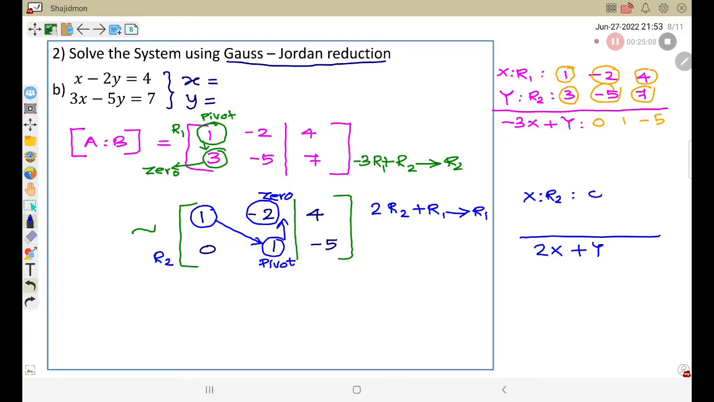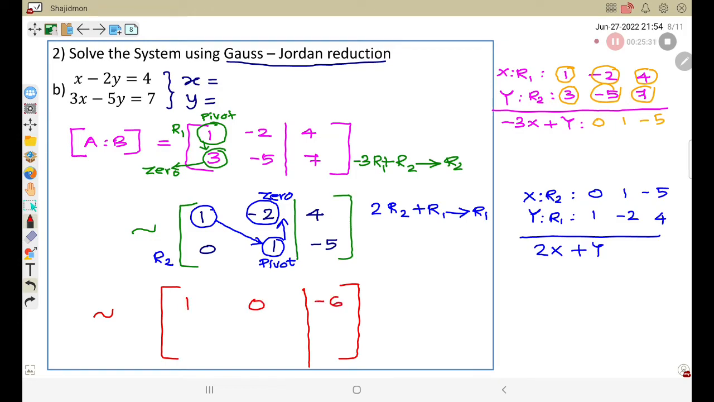Second row means 0, 1, minus 5. Y means the first row. What is the first row? 1, minus 2, 4. So what answer are we getting? I am just writing it here. You can check by calculator later. So the matrix: first row becomes 1, 0, minus 6. Second row becomes 0, 1, minus 5.